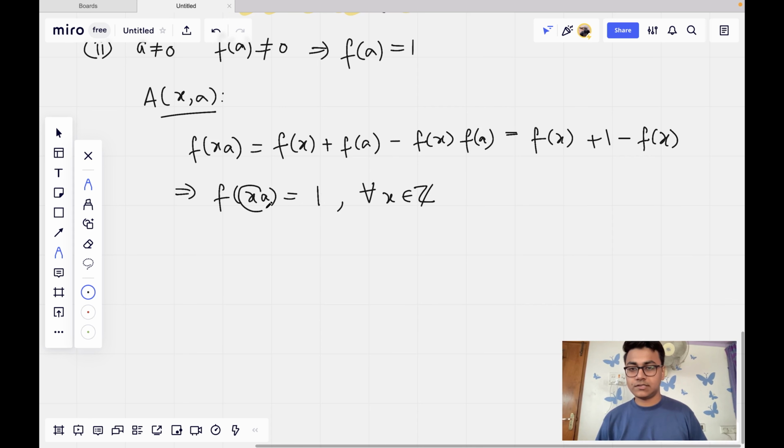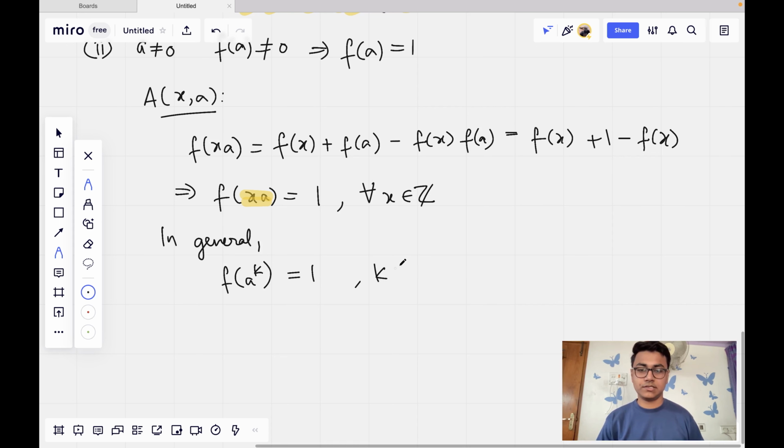So if you consider this integer, you will get an infinite set for which the value of the function is non-zero, and being non-zero we just mean 1. So in general, you can just look at the set of values f of a to the power k. This is equal to 1, where we are putting x equal to a to the power k minus 1 for natural numbers k, right?